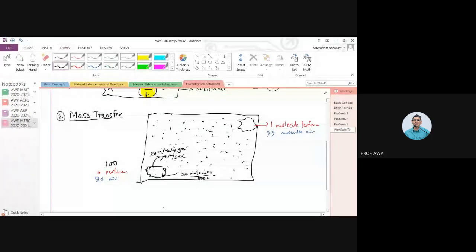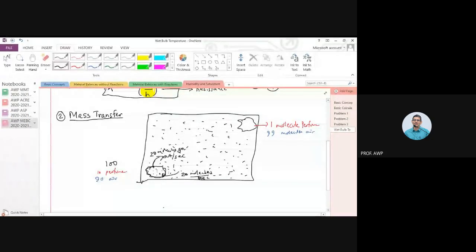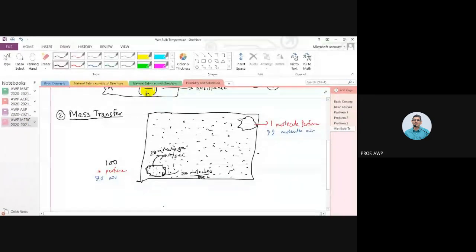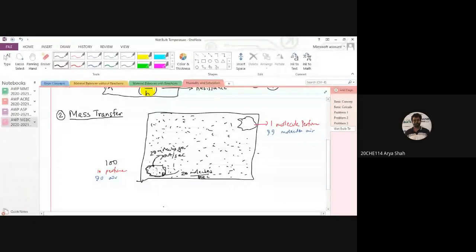Otherwise my density will increase in this corner of the room. Is that possible? Density has to remain the same, right? Do you agree or do you disagree? Yes, sir.